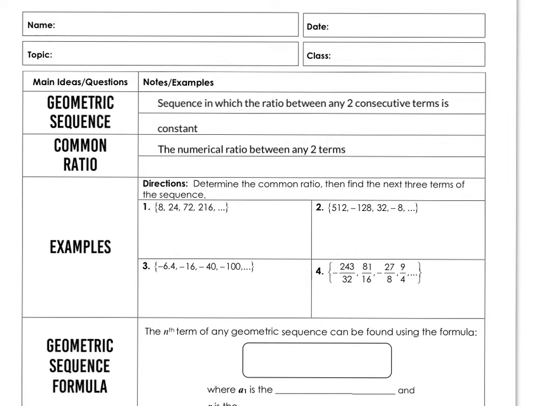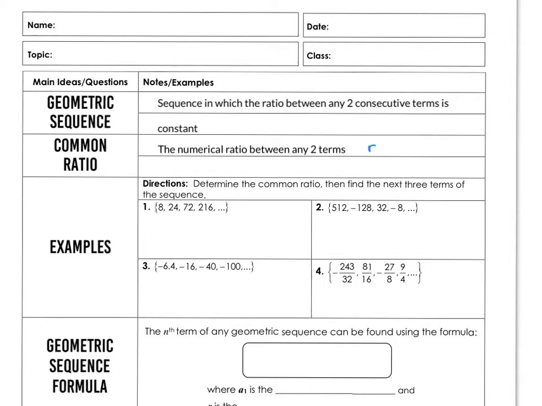The common ratio is the ratio that's in common, or the numerical ratio between any two terms, and we use the letter R to represent that common ratio. Just like in the other one we had D for the common difference, then we have R for the common ratio. So let's look at some examples.